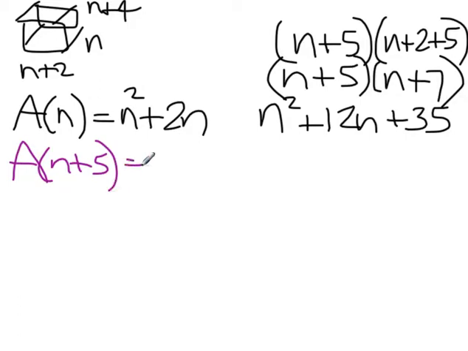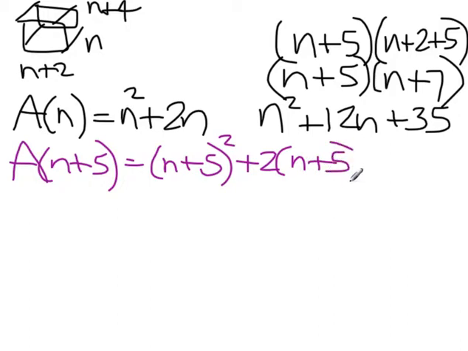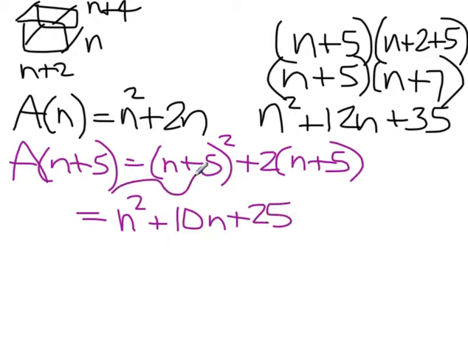So remember what this means. This means everywhere we see n, we plug in n plus 5. So we have n plus 5 squared plus 2 times n plus 5. So n plus 5 squared, that's one of the special rules that we learned in the last video. So we have n squared plus 10n plus 25. So that takes care of this part.